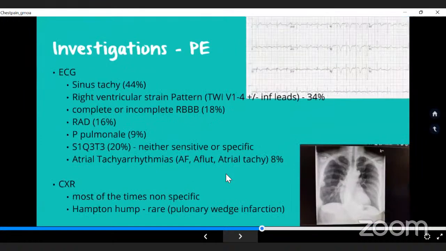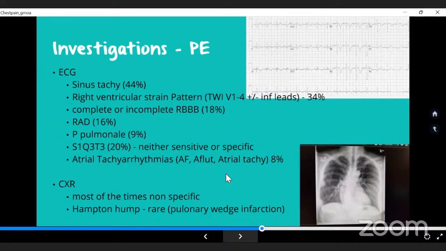ECG. The typical S1Q3T3, which you have learned in your medical faculty, is unfortunately seen in only one in five patients, even if they have a significantly major pulmonary embolism. What you can commonly see is just a sinus tachycardia or evidence of right ventricular strain. That means right bundle branch block, right axis deviation, and possible P pulmonale, big P waves. And they can present with arrhythmias as well.